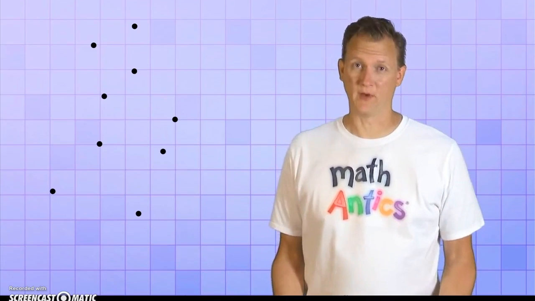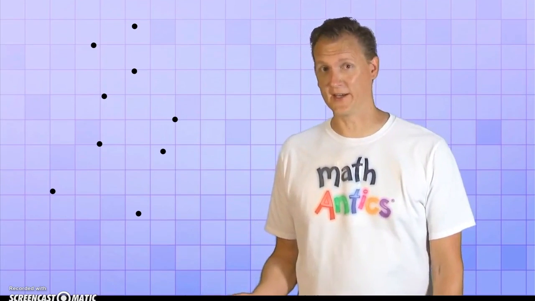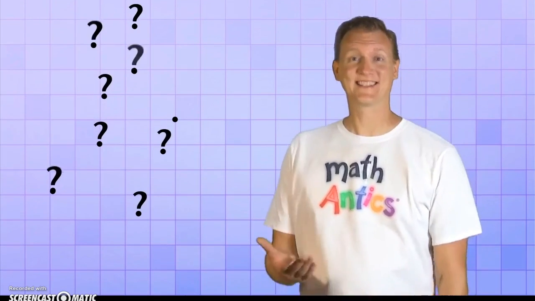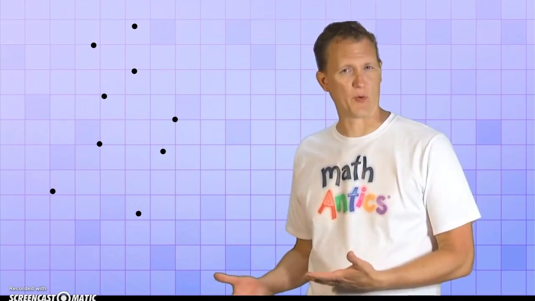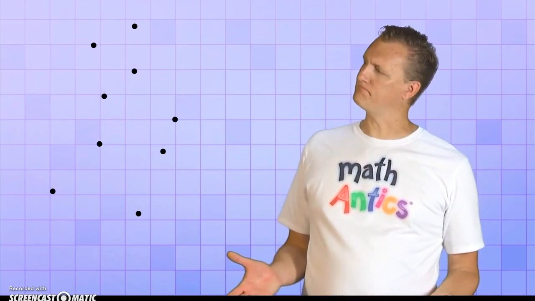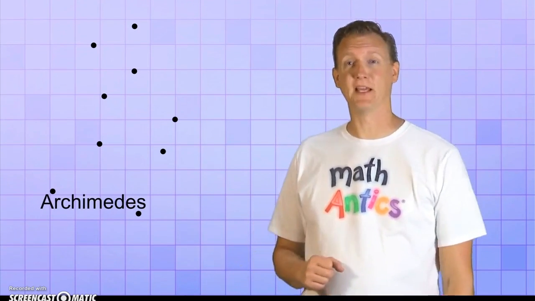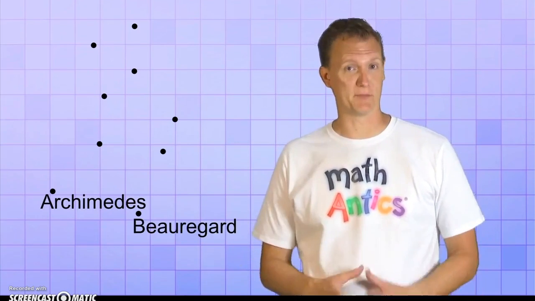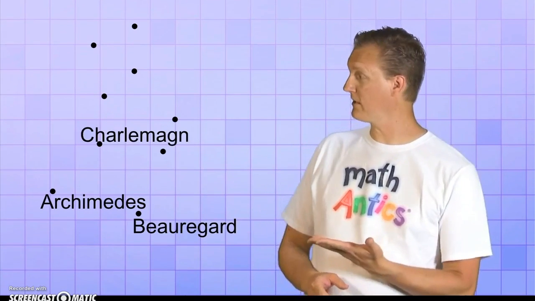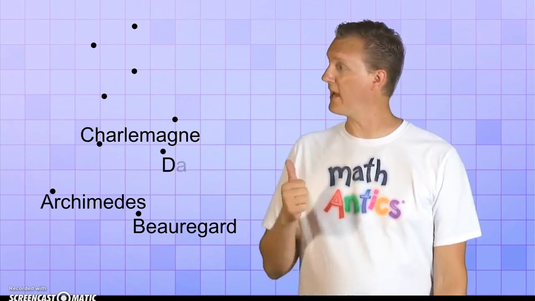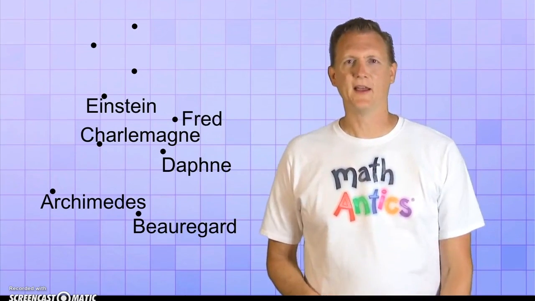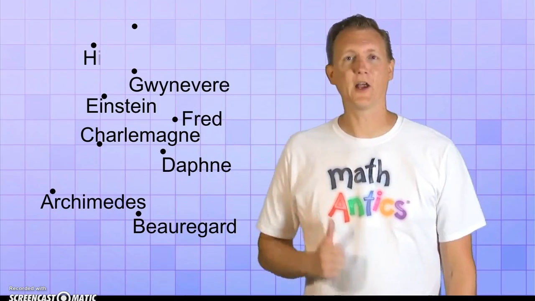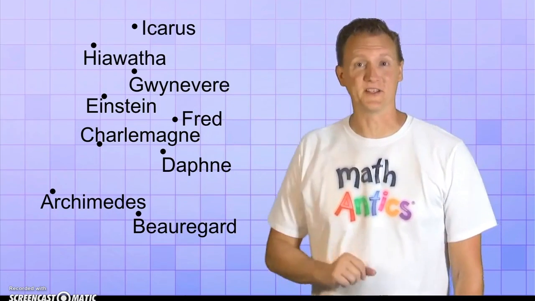But they won't really help that much unless we name them, because if I say, hey, look at that point over there, it's kind of hard to tell which one I'm talking about. I mean, they all look the same. So what name should we give these points? Well, let's see. How about Archimedes and Beauregard? That'd be good. Maybe Charlemagne. How about Daphne and Einstein? Let's see. Fred and Guinevere, Hiawatha, and Icarus.